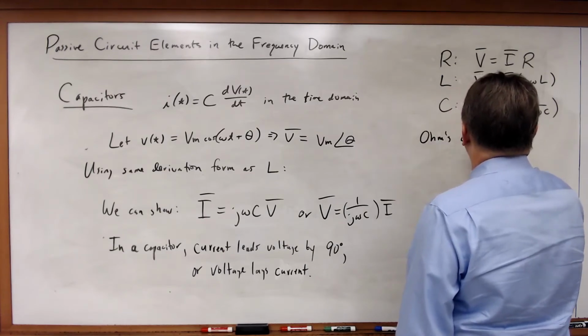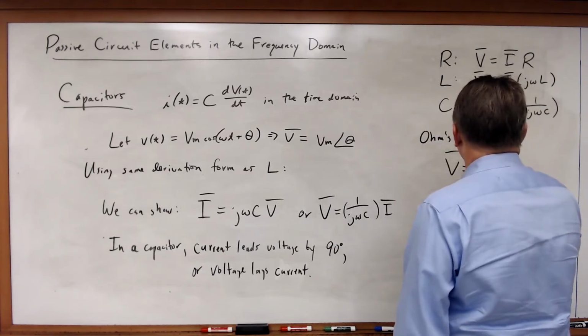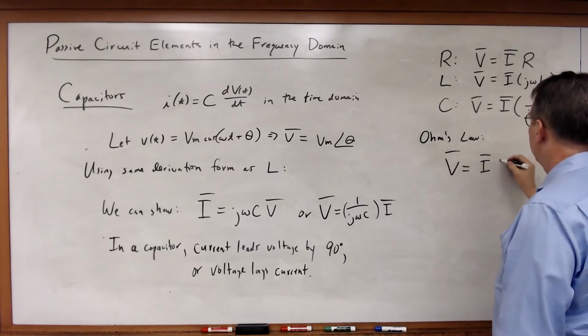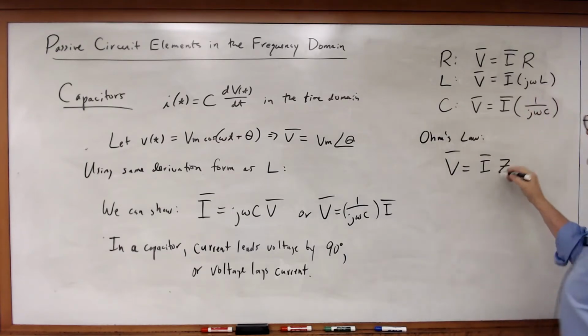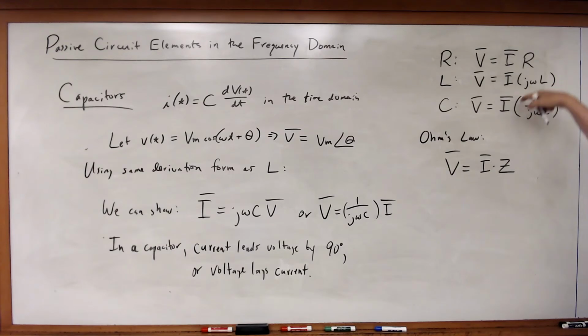Ohm's law, we can write that as V is equal to I times Z. All of these have that same form. The question is what is that Z term? Well, that leads to our next definition. Z is called impedance.